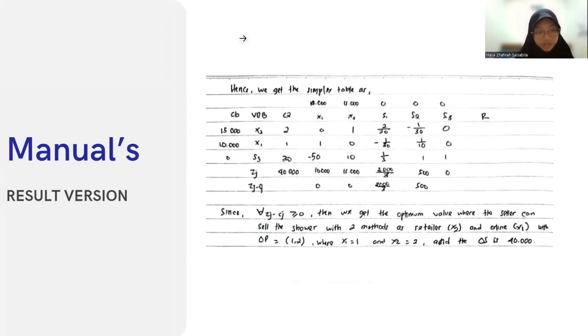So in the next iteration, we do the same calculation until we find that all the values of zj minus cj are non-negative. And we can conclude the table is optimal. So we get the optimum solution, or Zmax, is 40,000, and the optimum point is (1, 2), or x1 is 1 and x2 is 2. In this case, it means that the company will get the maximum sales income of 40,000 rupiah if it maximizes sales in both methods, that is online and retailer methods.